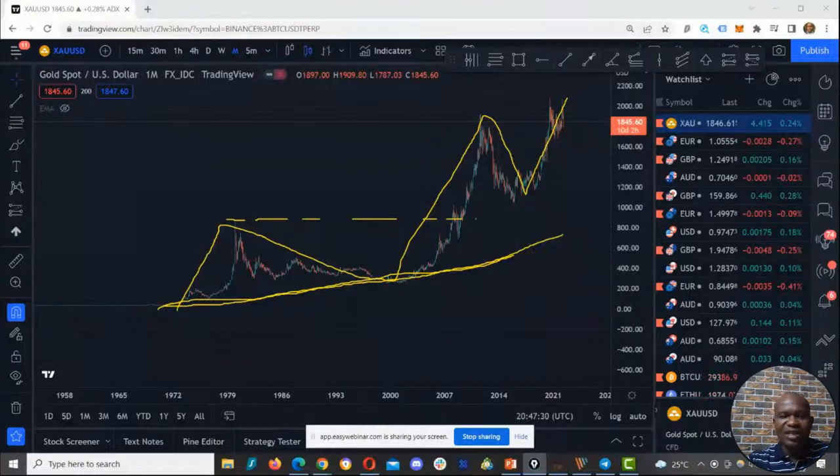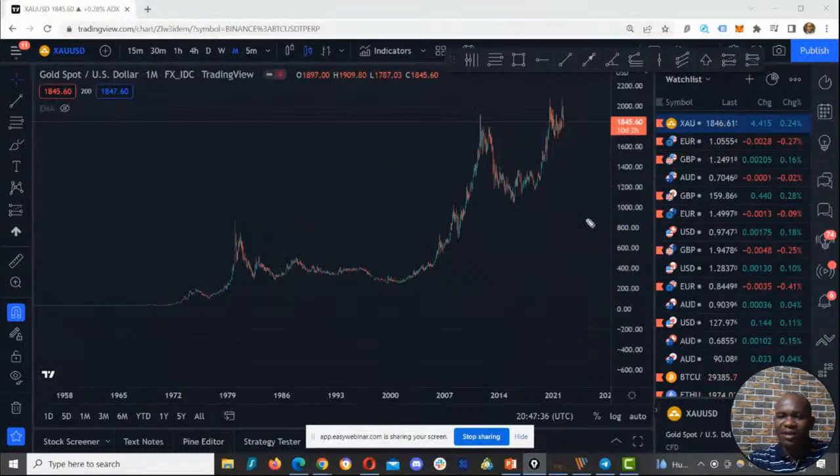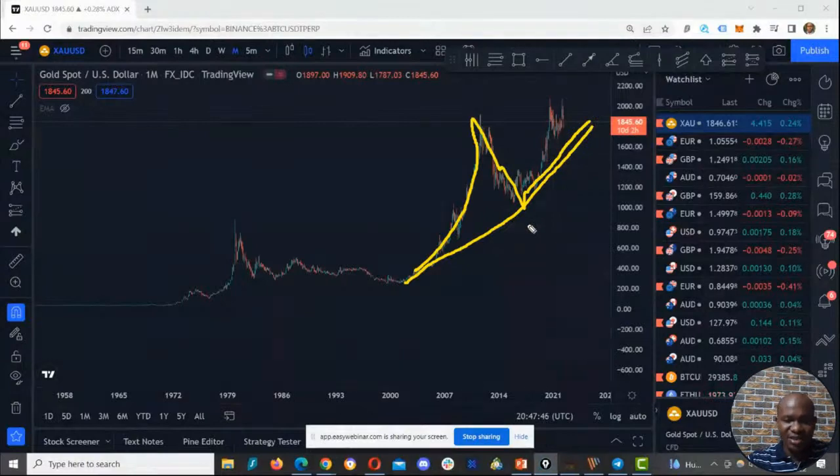Now, the last two in this scenario is this. Guys, this is the last two in this scenario. We have this move, it corrects here, and we have this move. This is the last two impulses in this scenario. So this is the last two we can use.